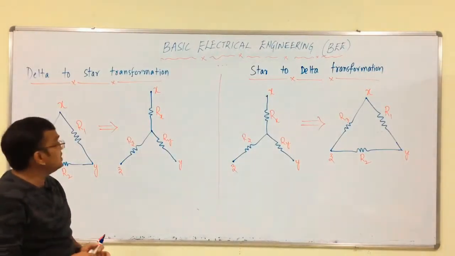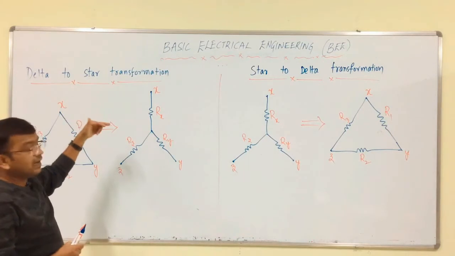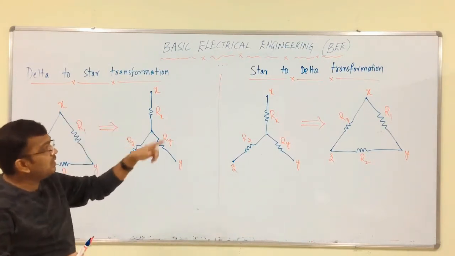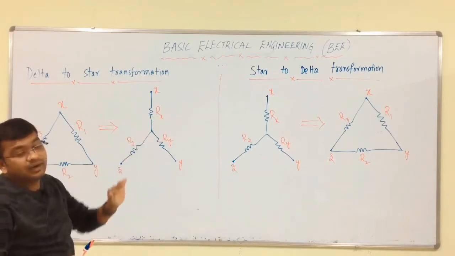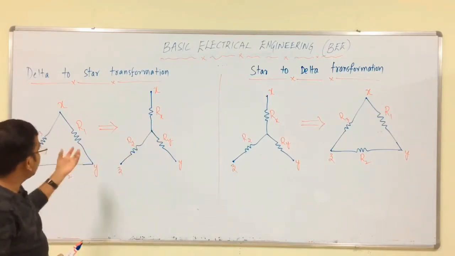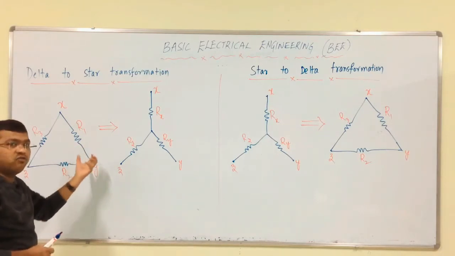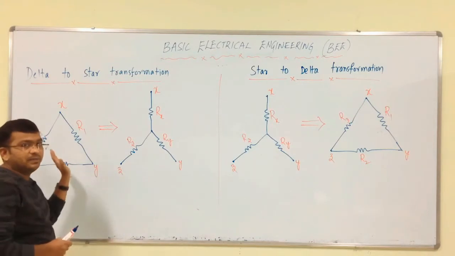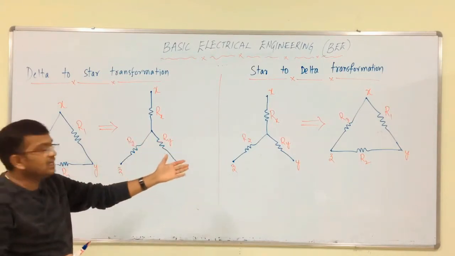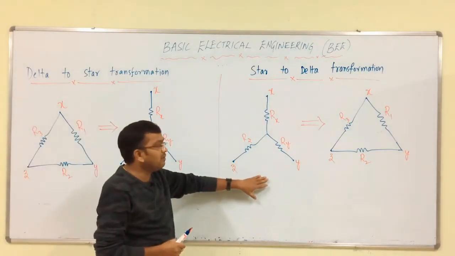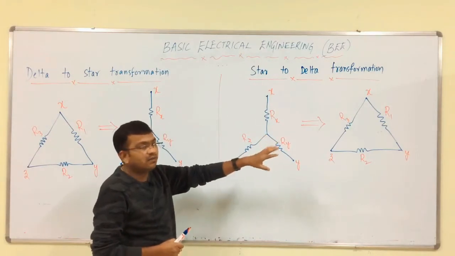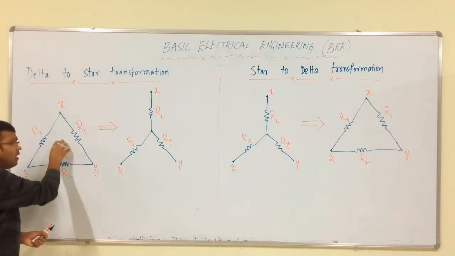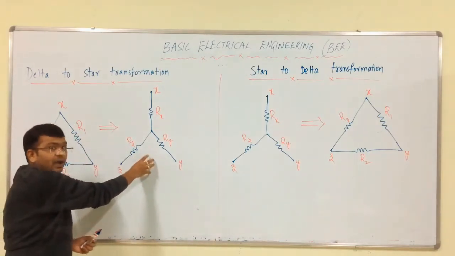Now we have to convert this delta connected network to a star connected network, and likewise a star connected network to a delta connected network. If the given circuit is in delta connected form, then we have to get the star connected form. If the given network is, for example, a star connected network, we have to get the delta connected network from the star. For example, this is the given circuit, and from this circuit we have to get this star connected network.